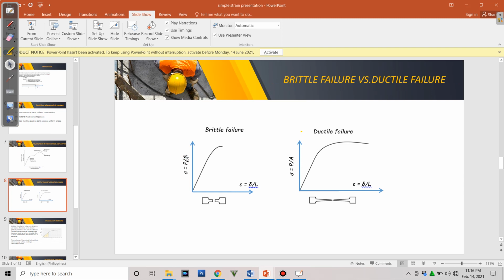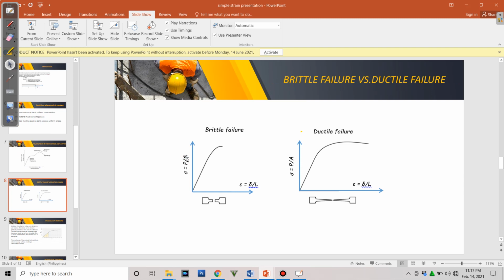So here we have a comparison between brittle failure and ductile failure. A ductile failure has relatively large tensile strains, while that of brittle failure has relatively small strain values up to the point of rupture. Examples of ductile engineering materials are structural steel and aluminum. For brittle engineering materials, examples are concrete and cast iron.